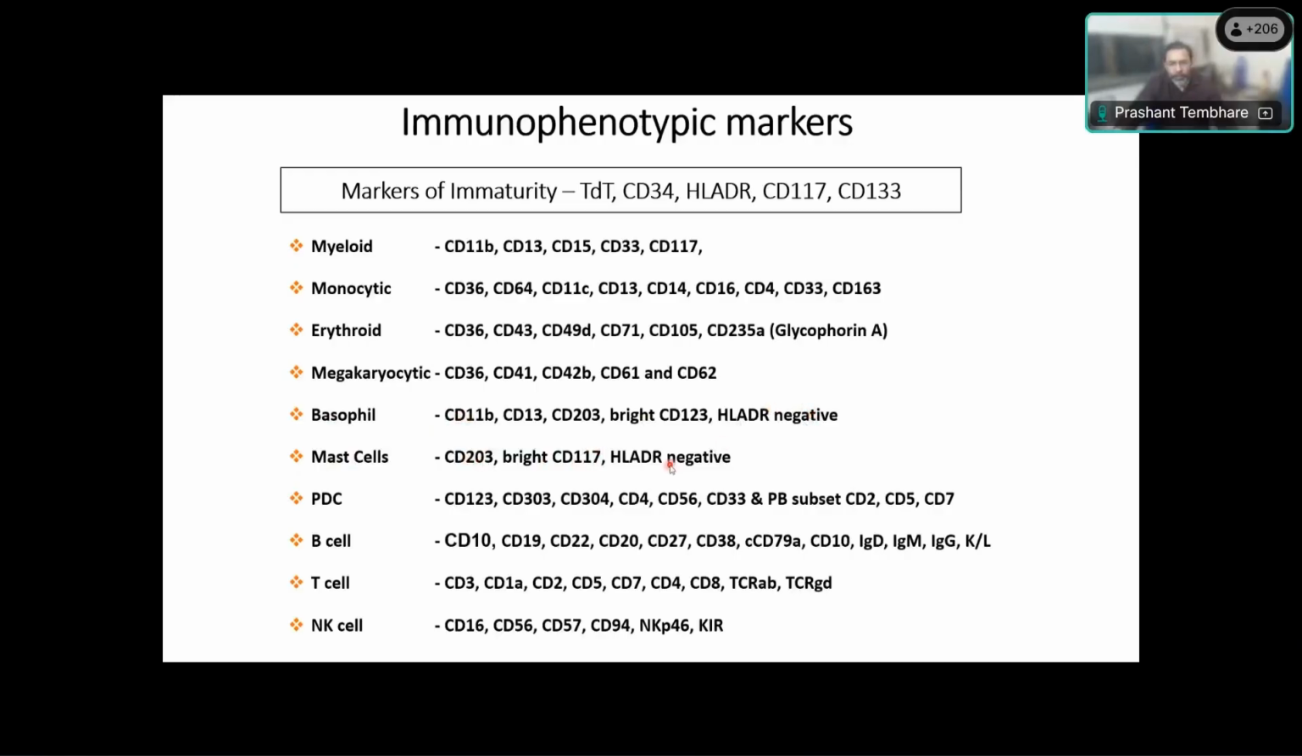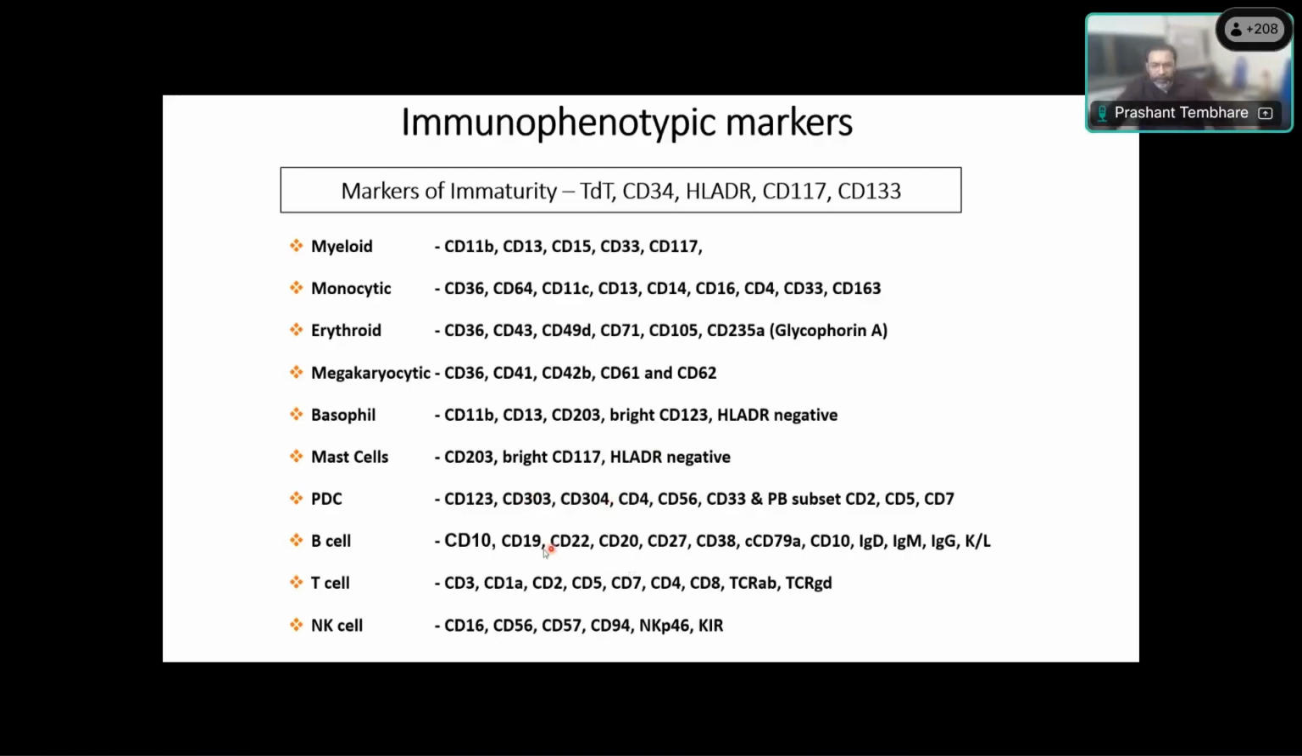Both show the negative expression of HLA-DR. Here, basophil shows strong expression of CD123. Mast cell usually shows dim to negative expression, or weak expression or negative expression, of CD123. Then come plasmacytoid dendritic cells, which are the common antigen presenting cells in our body, especially in blood and bone marrow. They typically have strong expression of CD123 and HLA-DR, but we also have additional markers like CD303 and CD304, which are also expressed, which are also called BDCA2 and 4.